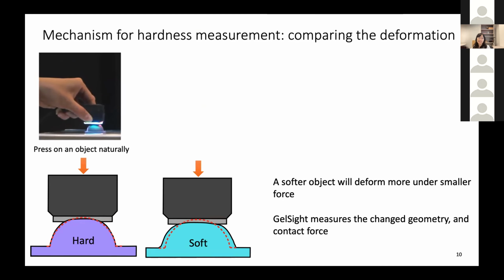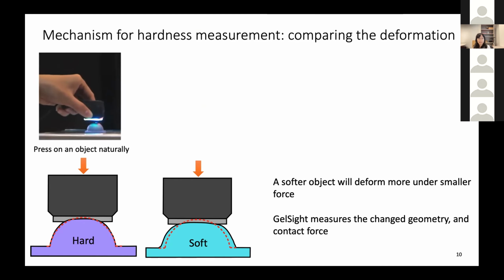If the object is hard and you press on the surface, the geometry almost remains the same when you have different magnitudes of contact force. But if the object is pretty soft, when you press on the top of the surface, it may have a significant deformation that will cause a big change in the geometry of the object surface. The good thing is that we can use GelSight to measure the geometry exactly. So we can use that information to indicate the hardness of the objects.